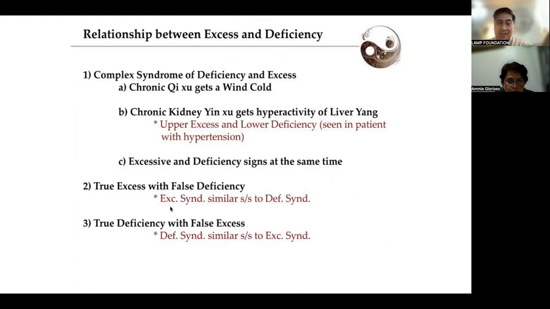Okay, upper excess and lower deficiency seen in patients with hypertension. So I want you to watch out for how to descend the spleen 6, no, to help people with hypertension. We'll probably take that up next time during the treatment principles.